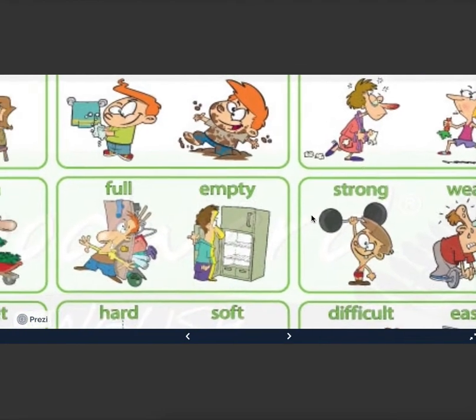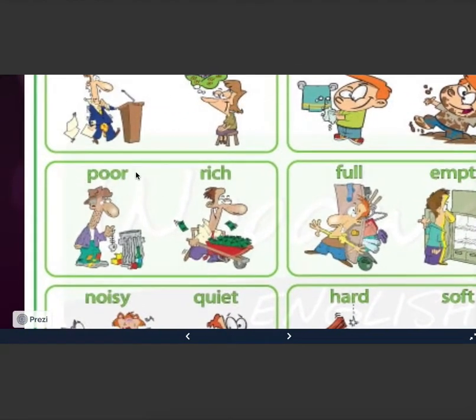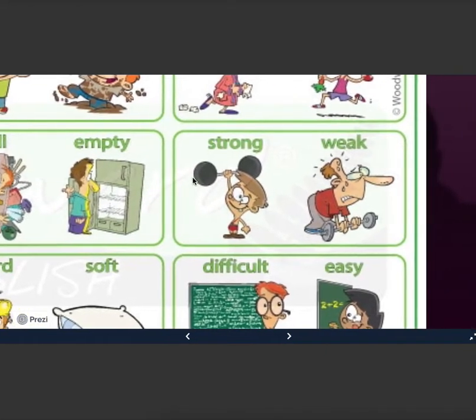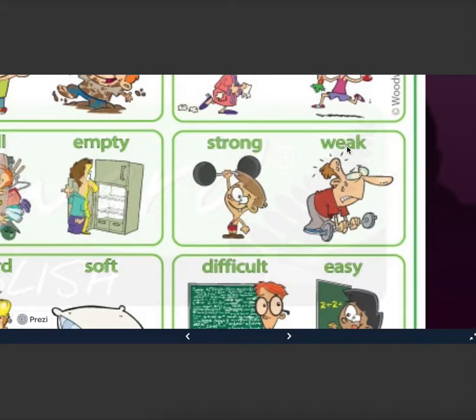Okay? Let's check the other ones. Poor, rich. We have full, empty, strong, or weak.